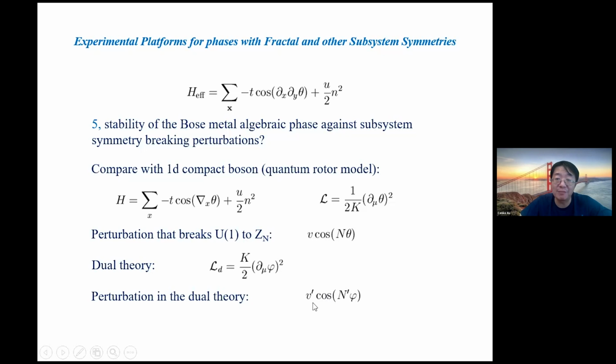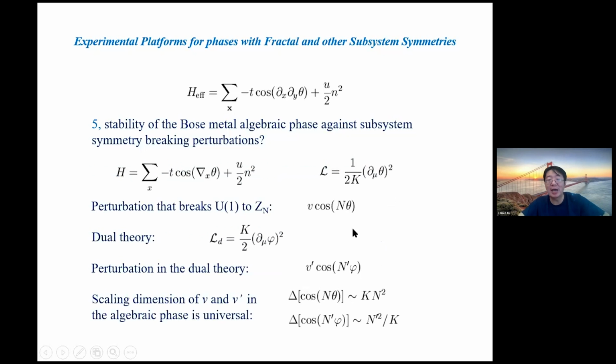And we have a universal answer. We can analyze the scaling dimension of these operators: the scaling dimension of this operator is a universal number times n squared, and the scaling dimension of this operator is a universal number times n prime squared. So by tuning K, the Lagrangian parameter, and also n and n prime, there is a finite window where this conformal field theory is stable against these perturbations.